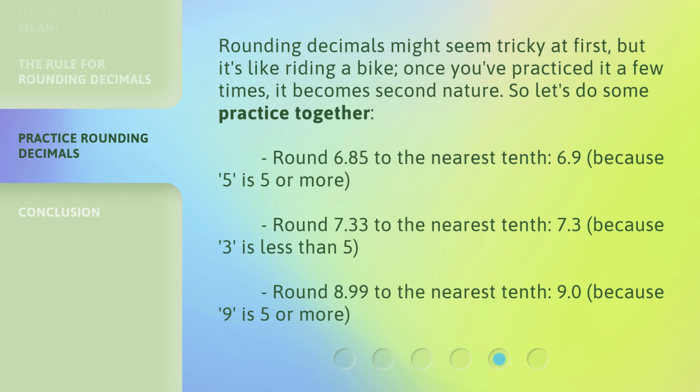Round 7.33 to the nearest tenth. 7.3, because 3 is less than 5. Round 8.99 to the nearest tenth. 9.0, because 9 is 5 or more.